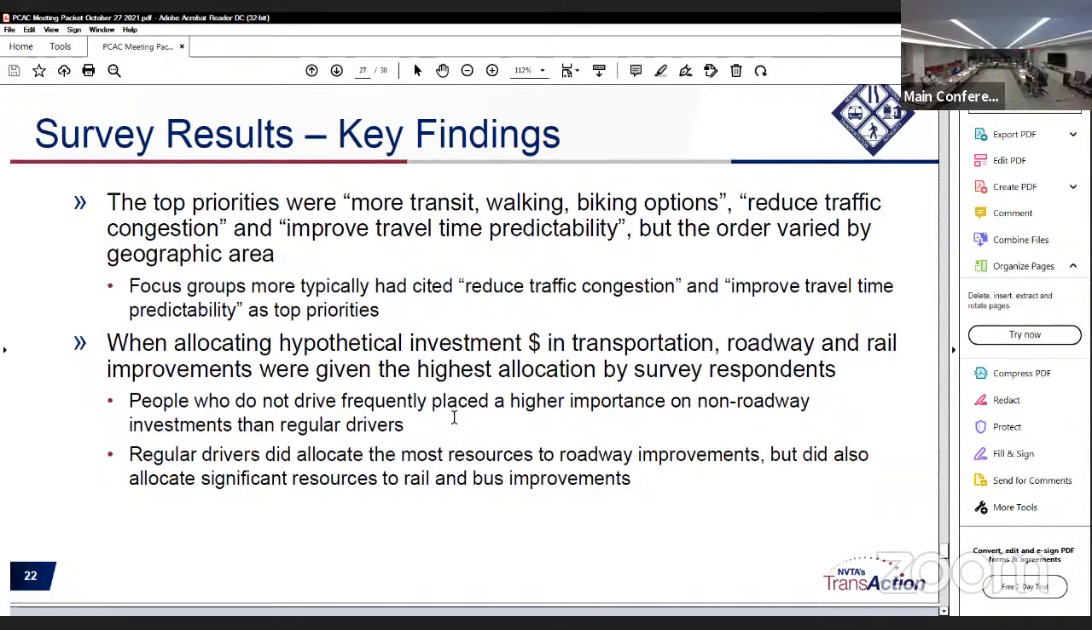And then when allocating the hypothetical coins, roadway and rail were given the highest allocation. People who do not drive frequently placed higher importance on non-roadway investments, so that's not surprising. But we did see that regular drivers, while they allocated the most resources to roadway improvements, also allocated significant resources to rail and bus. So there's a benefit in having the allocation spread differently.